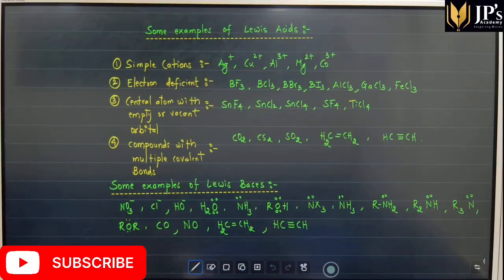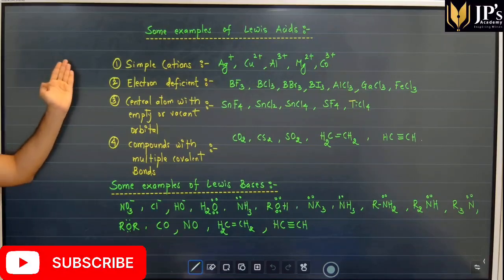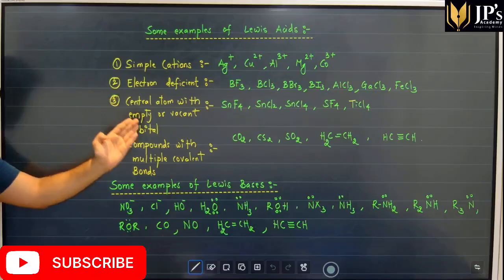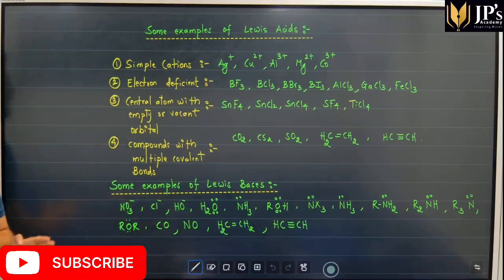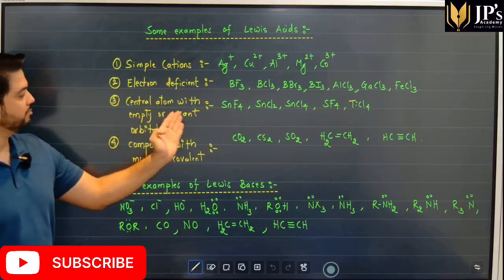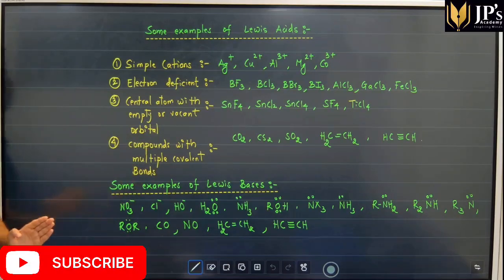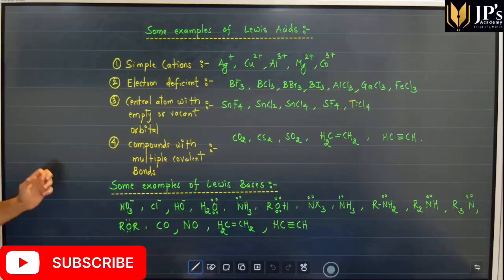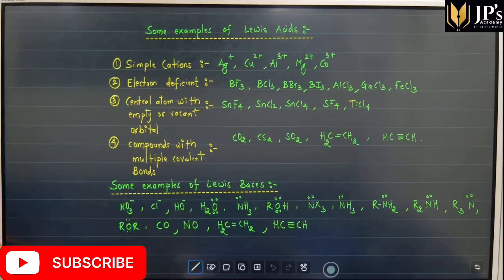Next, some examples of Lewis acids and some examples of Lewis bases. I further classified Lewis acids into simple cations, electron deficient, where you don't have 8 electrons in the outermost shell, central atom with empty or vacant d orbital, and compounds with multiple covalent bond. These are some examples of Lewis acids. Similarly, I've shared examples of Lewis bases. Make sure you note this down because there can be integer based questions which can be asked.